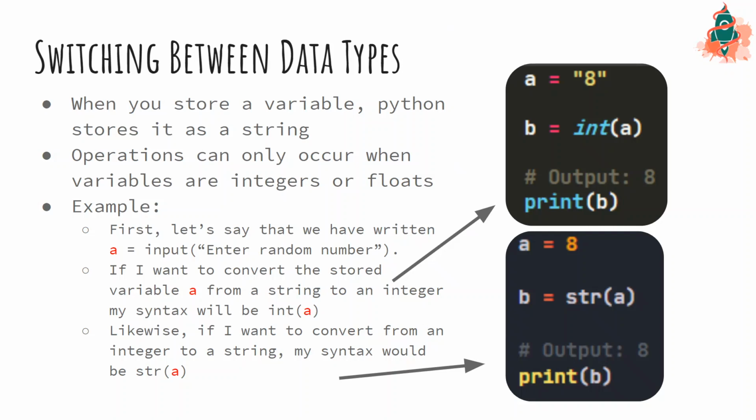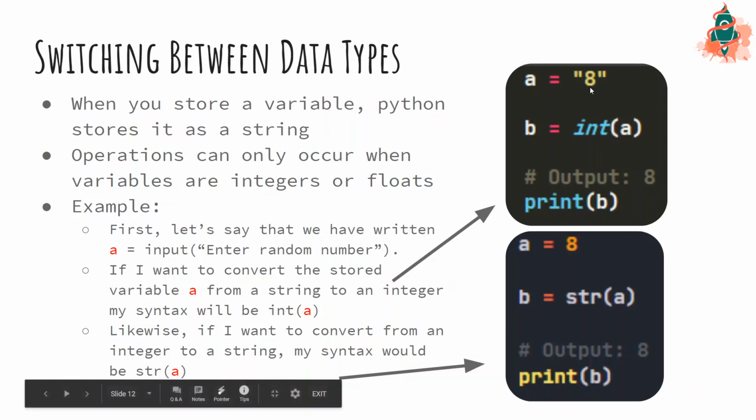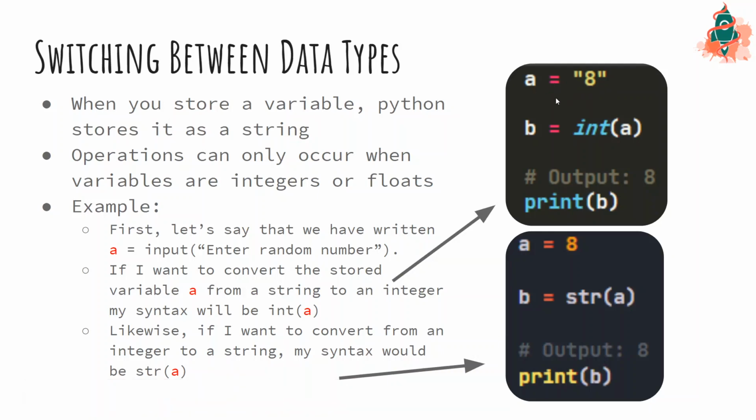Switching between data types. When you store a variable, Python stores it as a string. A way to turn that string into an integer is casting, which is basic. Right here on the right side, you can see a equals quotes 8, which is a string. To cast it, you would make it b equals int, then parentheses with the variable name, so that would be a. Then you can print b and it will be 8.